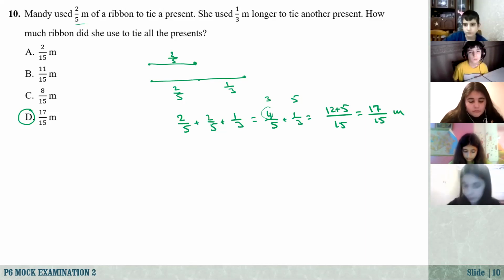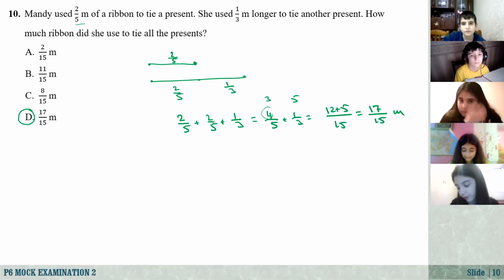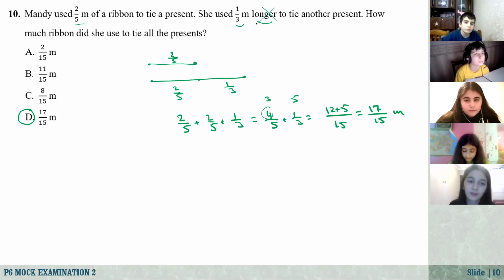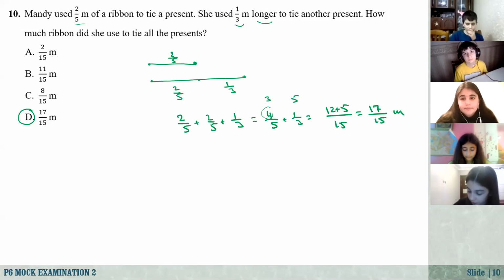Nigar, why couldn't you solve this? Because I did only 2 over 5 plus 1 over 3. Because it says that she used 1 over 3 meter longer to tie another present, right? Okay, I understood. And if there's no longer here, that answer would be correct, Nigar. And it says longer, that means that we have second piece which is longer than the first piece. By how much? By 1 over 3 meter. Okay, very good, very good. Continue.